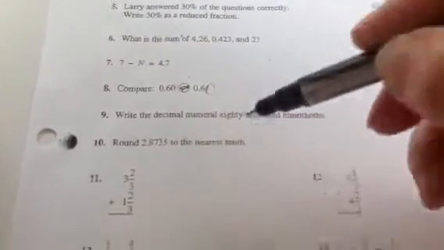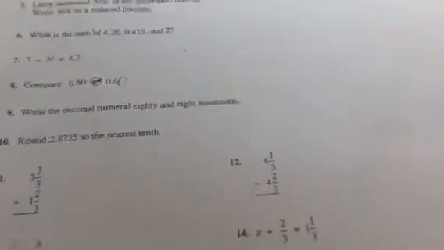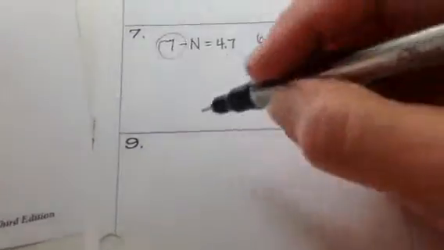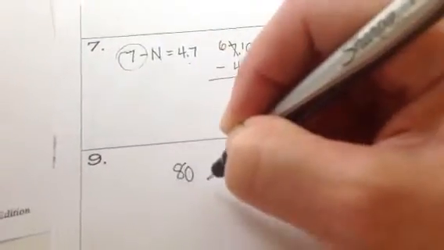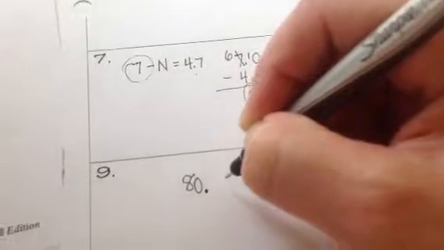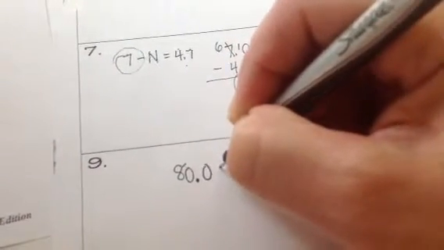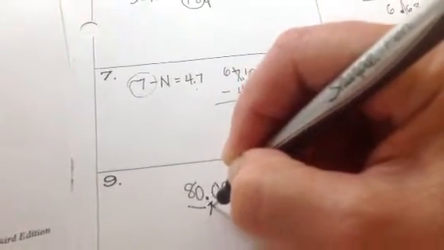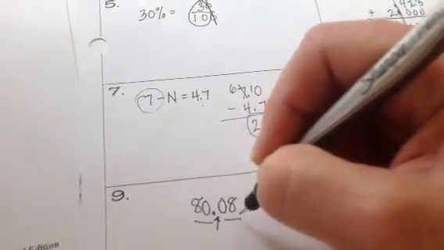All right? Now, write the decimal number 80 and 8/100ths. We have to know that the and means the decimal. So it said 80 and what did it say? 8/100ths. So it has to end in the hundredths place. So that would be 80 and 8/100ths. Okay, see how that works?